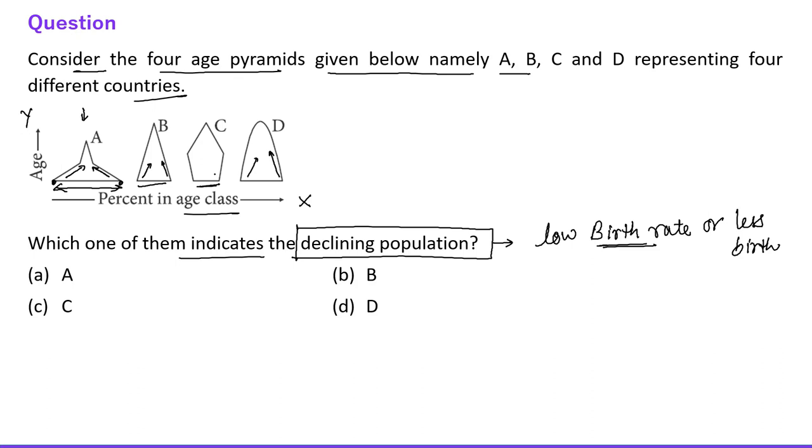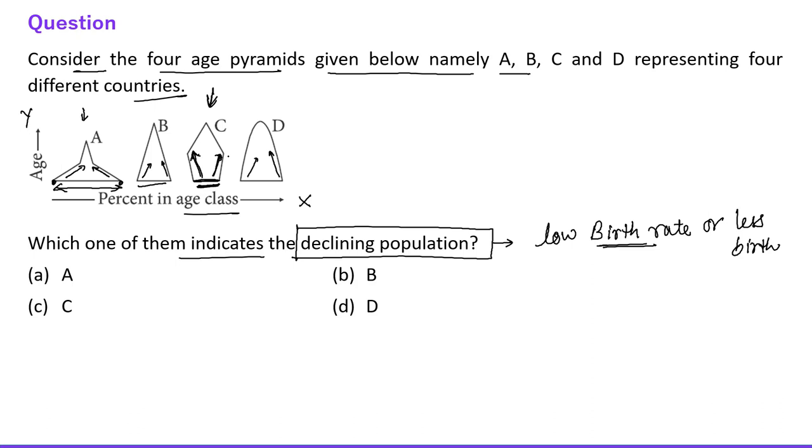It means what? Here, children are less, right? In pyramid number C, children are less than the aged people, right? I repeat, in pyramid C, children are less because it is getting wider as we go upward, right? So in pyramid C, children are less than the aged people. So obviously, pyramid C represents the declining population.